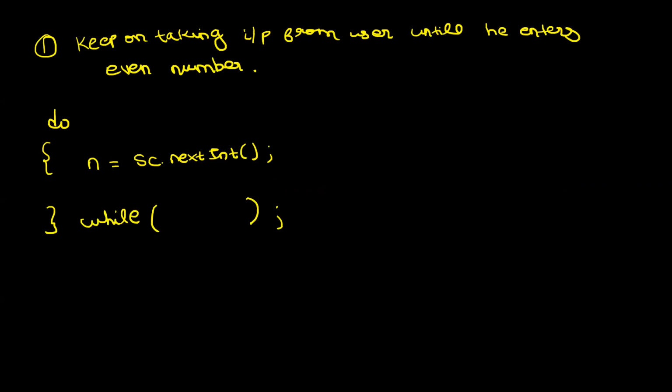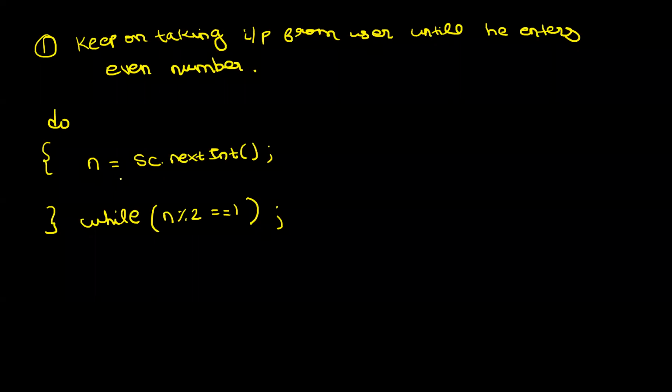What condition should I write here? Can I say while n % 2 == 1? See, I take an input. Now see, why is a do while block good here? Why is a do while loop good here?